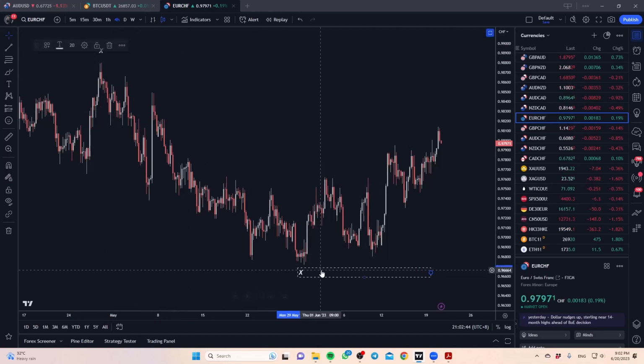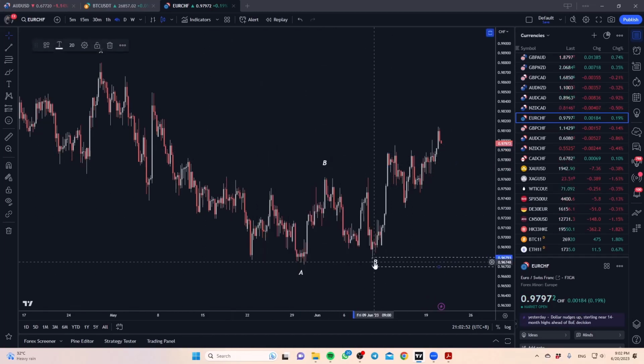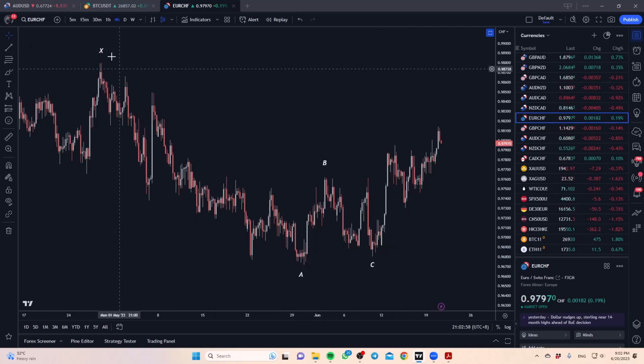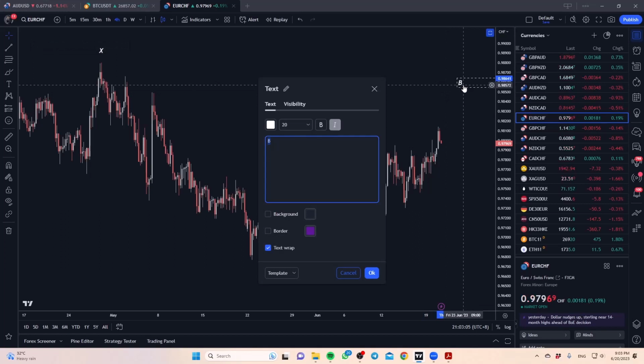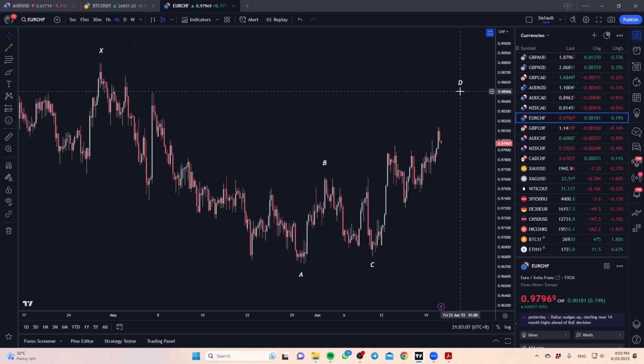Okay, so of course, what I can do is put in some labels here so that we all can visually understand what some of the points are that we're looking at. But of course, if you are very familiar with the pattern, you don't need to put all this in. If you are just analyzing and trading yourself, you don't really need to put all this in. But you can see, this is my X point, my A point, my B, my C, and then of course my D is potentially forming.